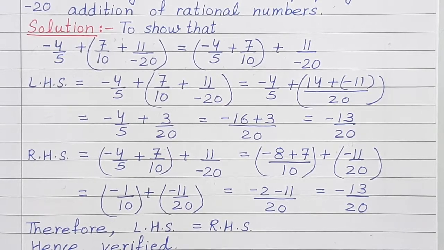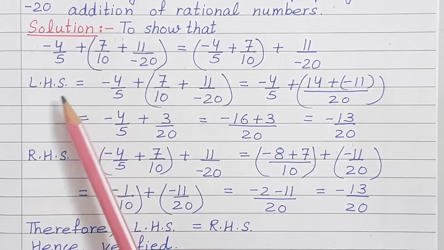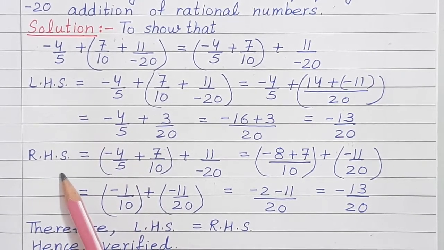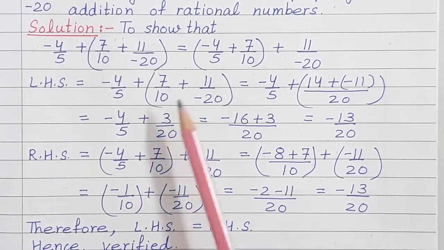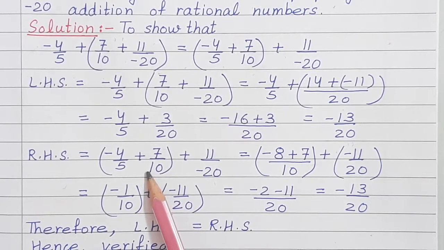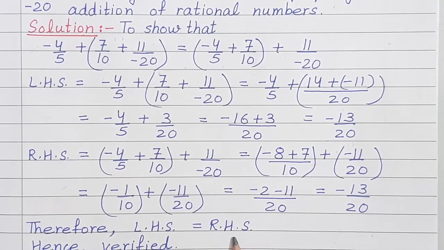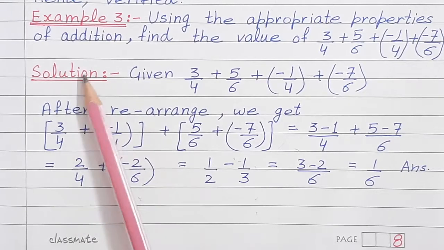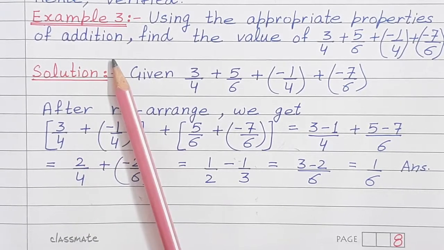Students, I am repeating, solve the left hand side and right hand side separately. Also, solve the brackets first in both the cases. That is very important. Clear? So therefore, the left hand side is equal to the right hand side and hence verified. Now let us discuss example number 3.